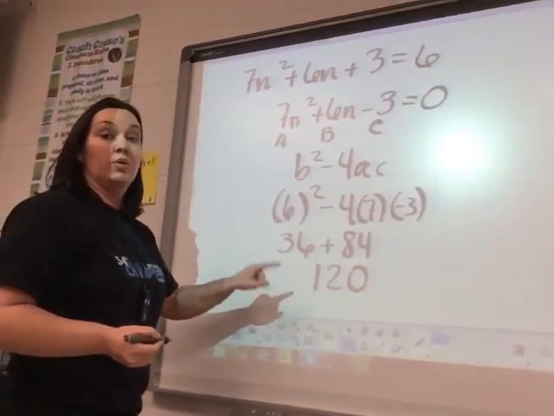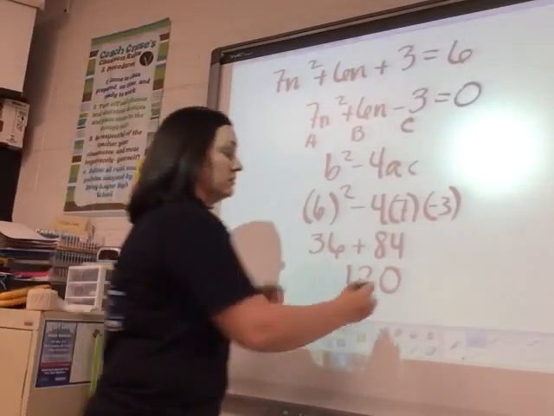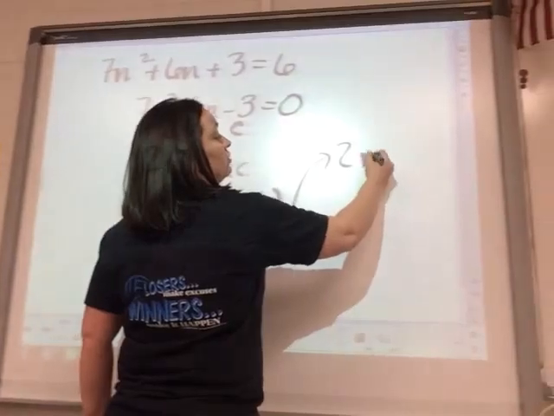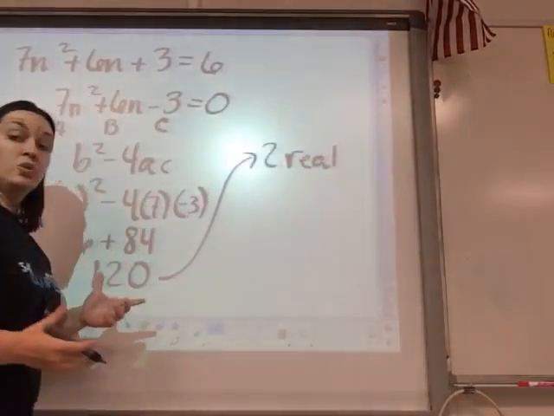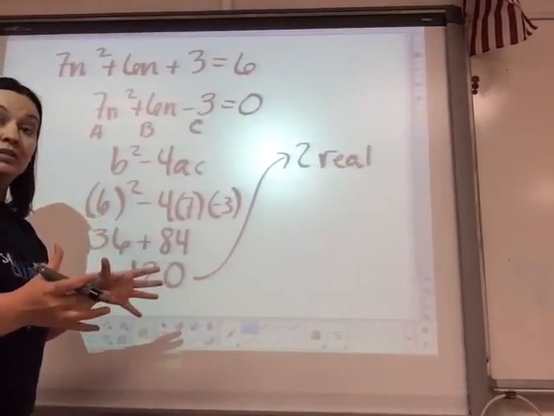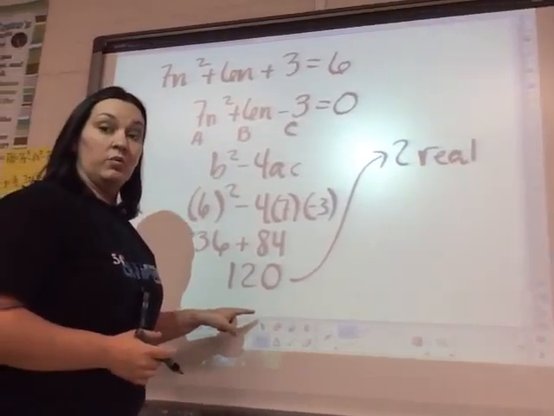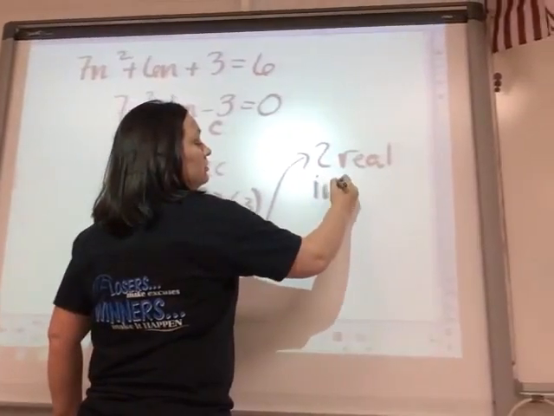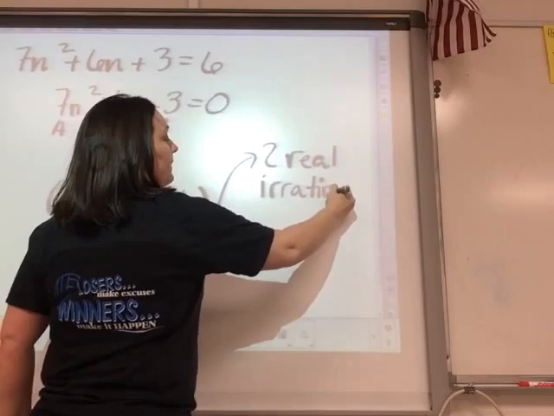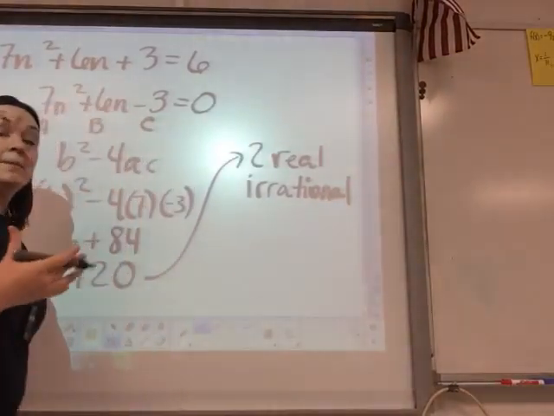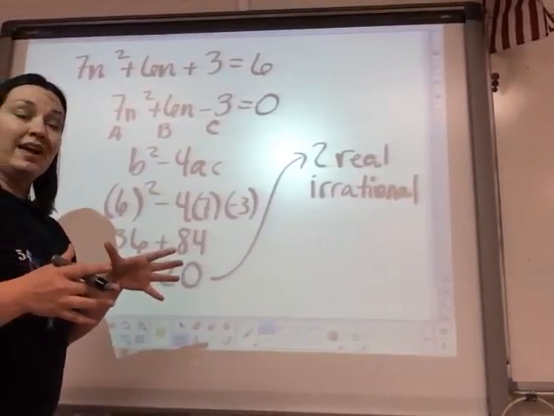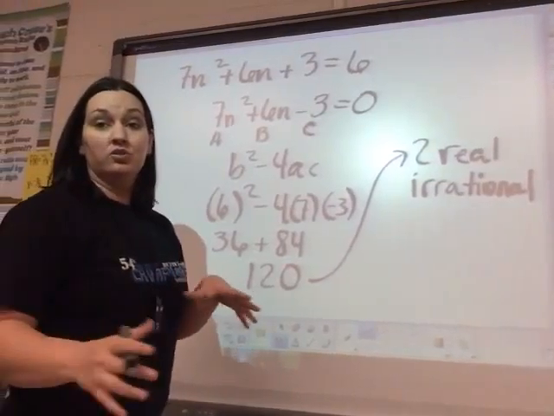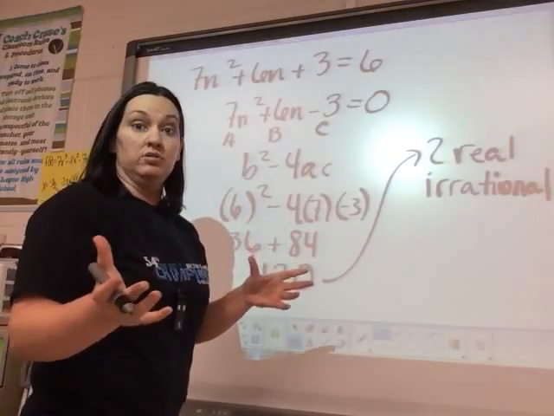Perfect square? No, it's not a perfect square, but it is positive. So we know we're going to have 2 real. The perfect square one gave me rational, pretty answers, so the not perfect square one is going to give me irrational. Again, what does that mean? That just means that your quadratic is going to have maybe ugly decimals for answers or radicals in their answer.